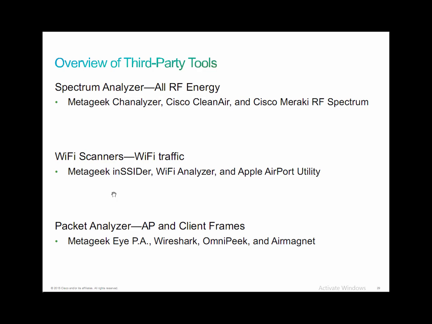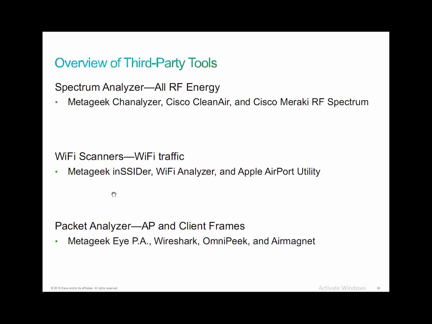Probably the easiest one to implement, given that you guys are running AirOS and you've got this centralized deployment model, would be the Clean Air technology, right? Deploy a couple of access points as SE Connect access points, and use the Spectrum Expert software to do your spectrum analysis. But you can use Channelizer, that's by MetaGeek. Cisco Meraki has an RF spectrum analyzer in it, but there are many, many different spec-an tools out there.